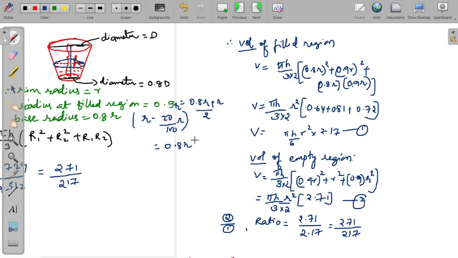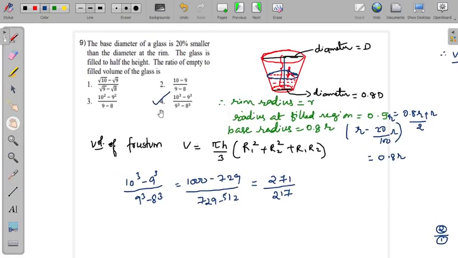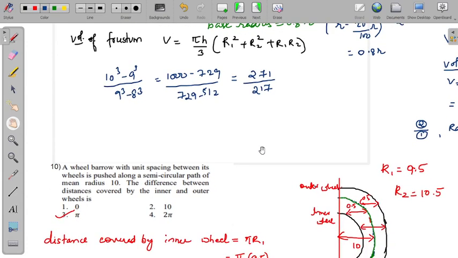Now the ratio of the empty region to the filled region is 2.71 divided by 2.17. These common values will cancel, so it comes out to 271 by 217. But the options are in a different format, so you have to look for the option which gives you 271 by 217. When you take the fourth option and simplify, that also gives the same answer. Hence the answer will be the fourth option.